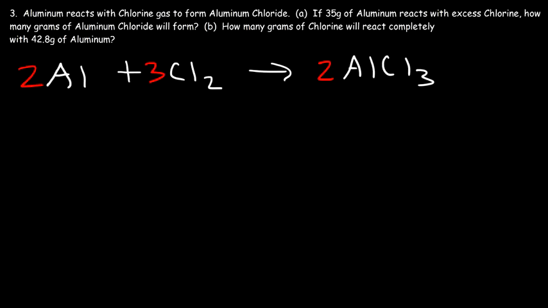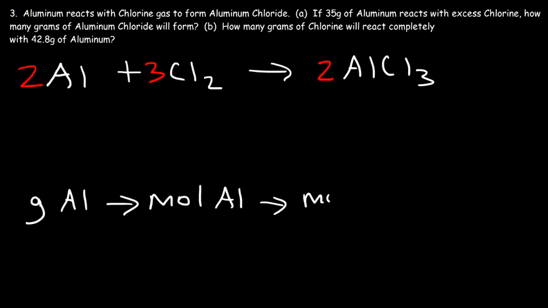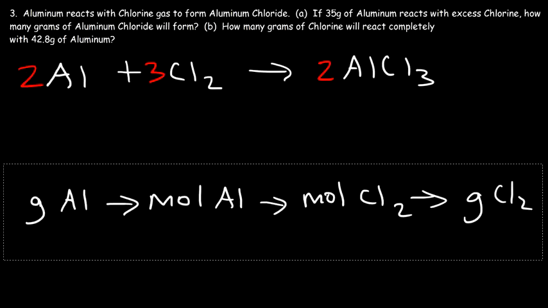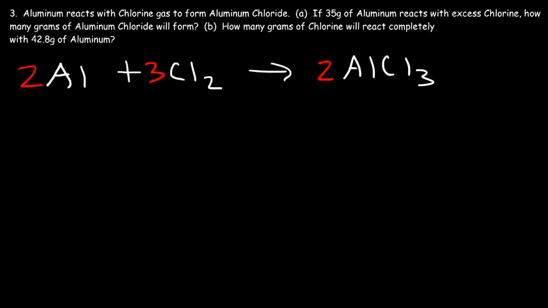Part B. How many grams of chlorine will react completely with 42.8 grams of aluminum? So feel free to try that problem. So we have the grams of aluminum. Next, we need to change it to the moles of aluminum. And then we're going to change the substance using the molar ratio to moles of chlorine. And then finally, well, chlorine's diatomic, so this is Cl2. Next, we'll change it to the grams of chlorine. So that's a gram to gram conversion.